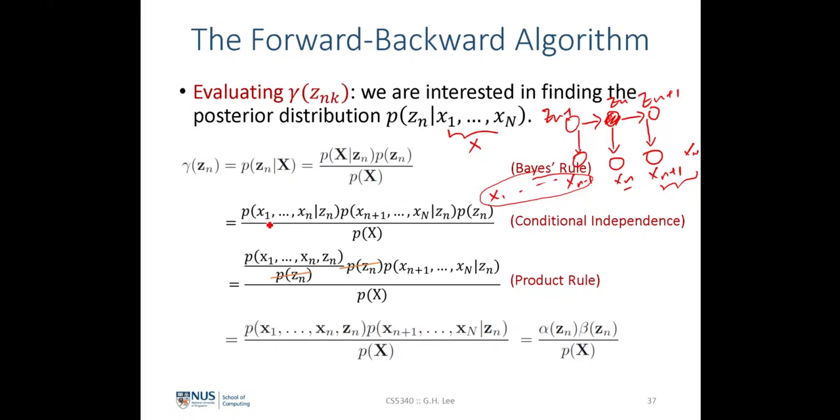Hence, we can rewrite this joint probability distribution, or this conditional probability distribution, into the probability of x1 to xn conditioned upon Zn, multiplied by the probability distribution of xn plus 1 to xN conditioned upon Zn, multiplied by p of Zn, since we have observed Zn.